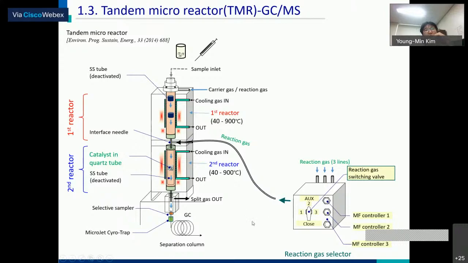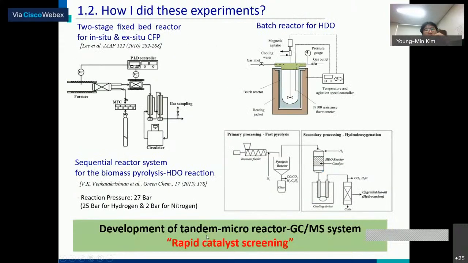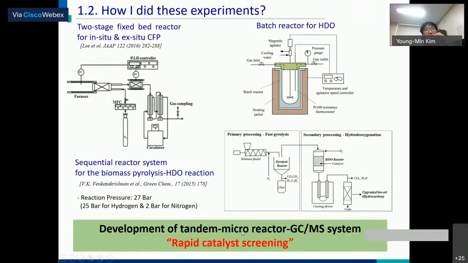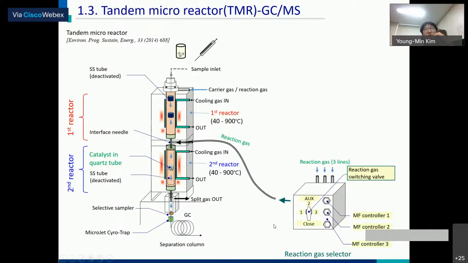For some special applications, for example HDO reactions, many researchers use hydrogen as a reaction gas. In this case, you need to supply hydrogen additionally. By using this kind of reaction gas selector, you can introduce the reaction gas, hydrogen gas, via this line. And the hydrogen gas is also supplied to the metal supported catalyst. So actual HDO reactions can happen in these reactors.